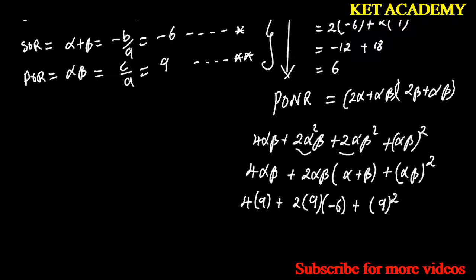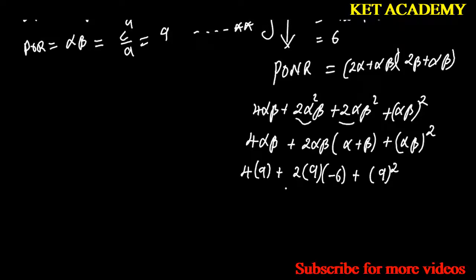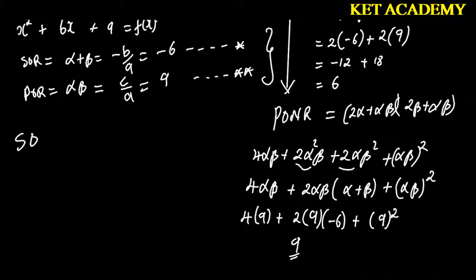Now all that squared. So using your calculator to multiply that, our answer here is going to be 9. So we have our sum of new roots to be 6, and we have our product of new roots to be 9.